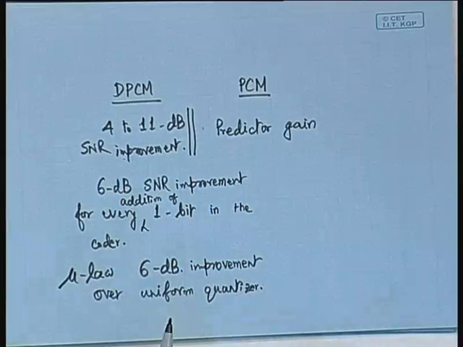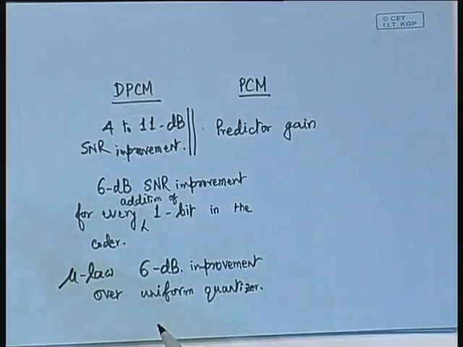Now this 6 dB improvement with every 1 bit in the coder means that now you increase the quantization level. Supposing you have an 8 level quantizer, instead of an 8 level quantizer, now you decide to have a 16 level quantizer. So earlier it was 3 bit and now you are having 4 bit. So with the addition of an extra 1 bit into your encoder, you are getting a 6 dB improvement as compared to the 8 level coder. So these are the independent factors. These are not the dependent factors.